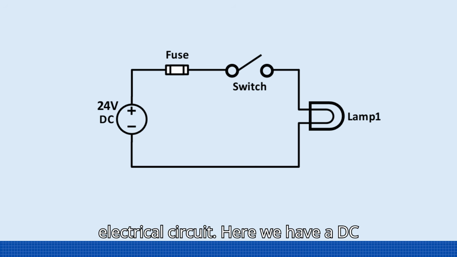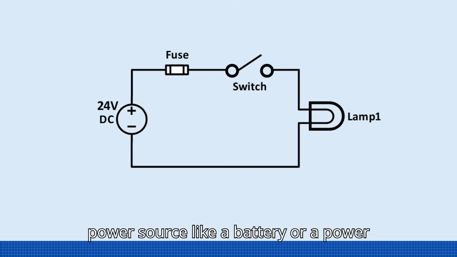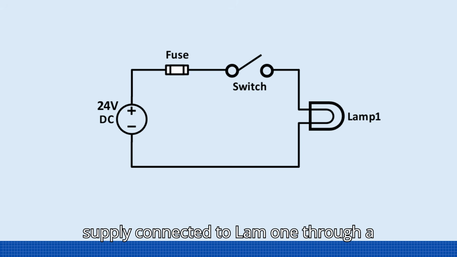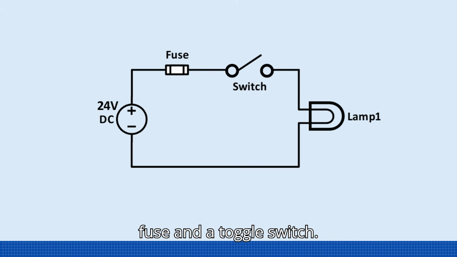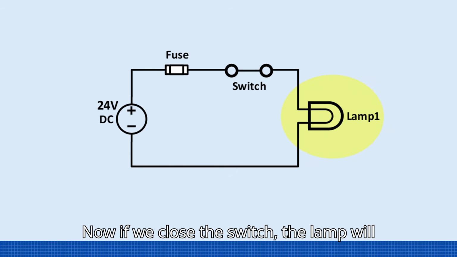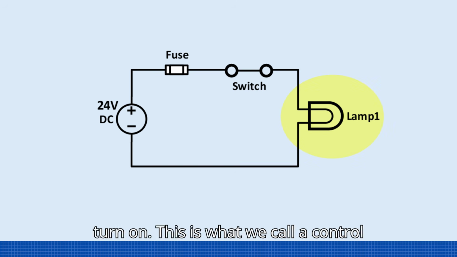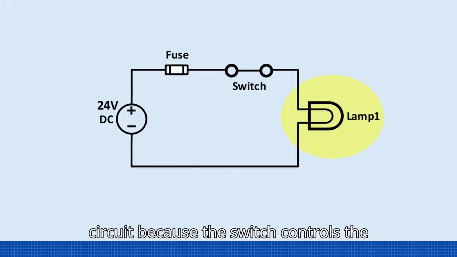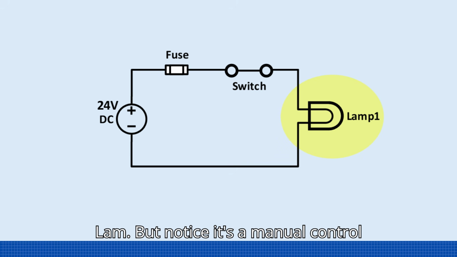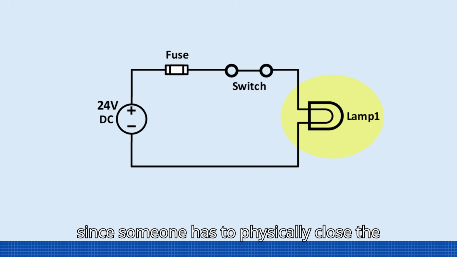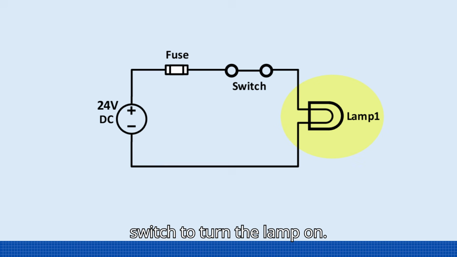Here we have a DC power source, like a battery or a power supply, connected to lamp 1 through a fuse and a toggle switch. Now, if we close the switch, the lamp will turn on. This is what we call a control circuit because the switch controls the lamp. But notice, it's a manual control, since someone has to physically close the switch to turn the lamp on.